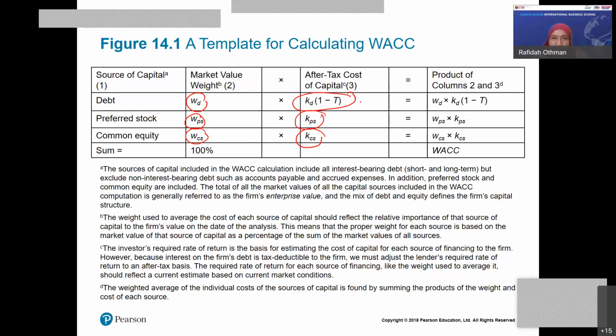Remember, this is cost of debt after tax, not cost of debt. So if you have calculated the YTM, right, you have to translate this. YTM is equivalent to cost of debt. So you have to convert it to cost of debt after tax by using 1 minus tax, right? So you have to remember this step in calculating WACC. Okay, so these are the formulas.